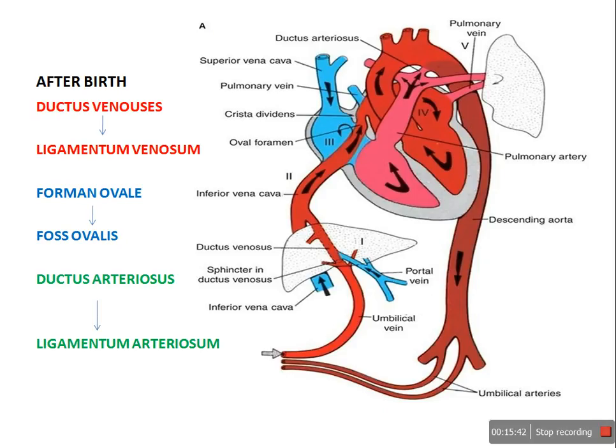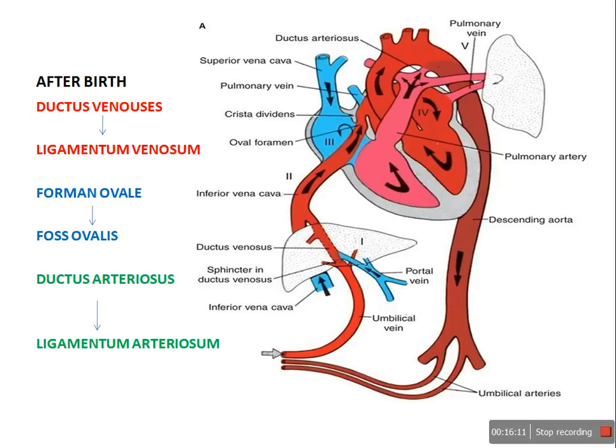Foramen ovale: it was the opening between the right atrium and left atrium, and now it will close and become the fossa ovalis. And ductus arteriosus: it was the shortcut or connection between the pulmonary artery and aorta. Now it will be closed and will be known as the ligamentum arteriosum. So these are some of the changes you can see in the fetal circulation before birth and after birth.